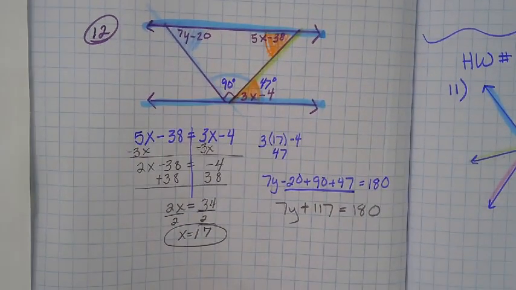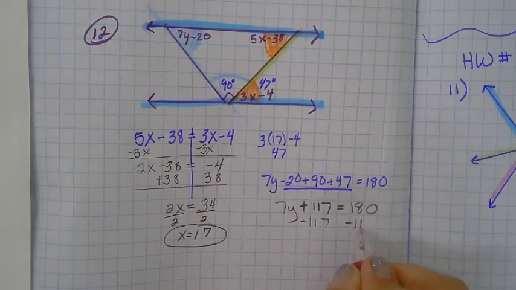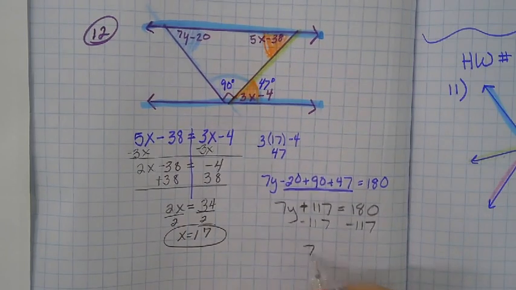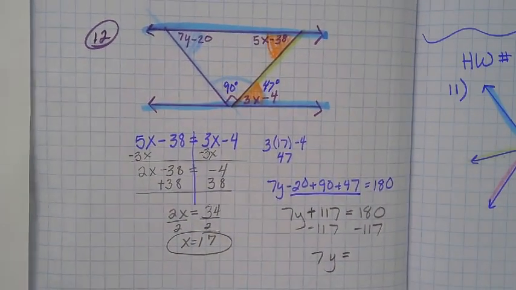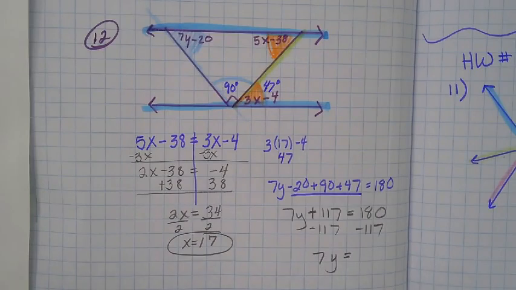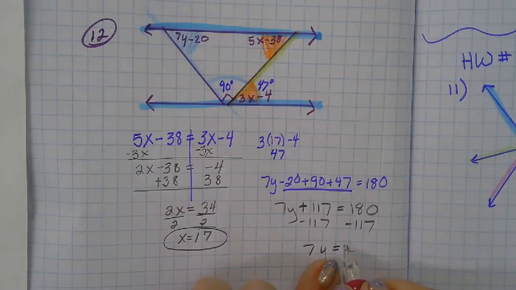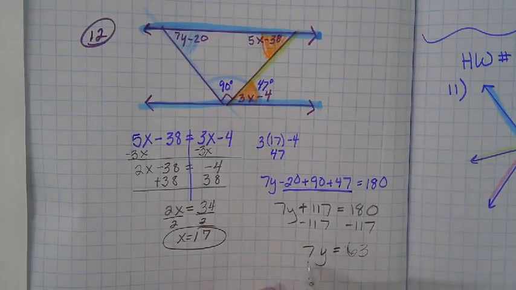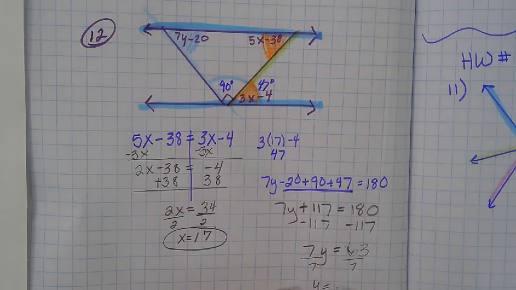Okay. Now subtract 117. Getting that y by itself. 63. Divide by 7. And y equals 9.